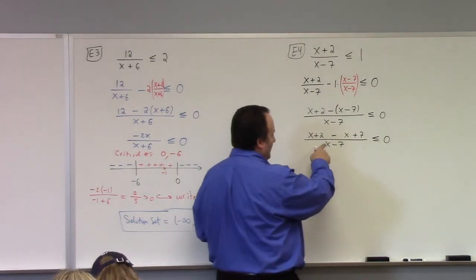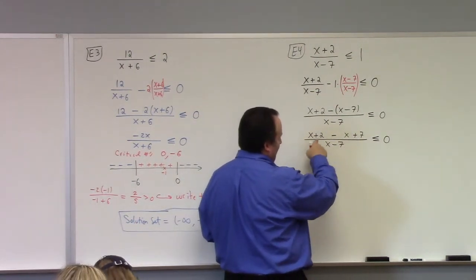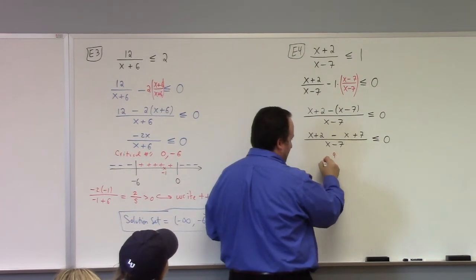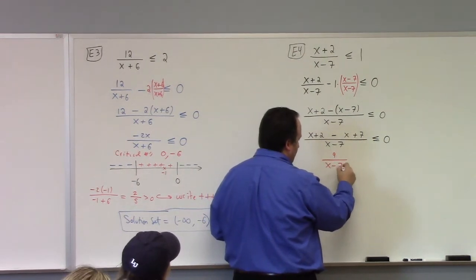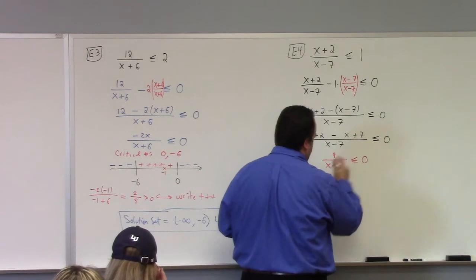Let's see here. So the x's cancel, right? And we get 2 plus 7, which is 9, over x minus 7. So this one turns out a little bit different than the last one, right?